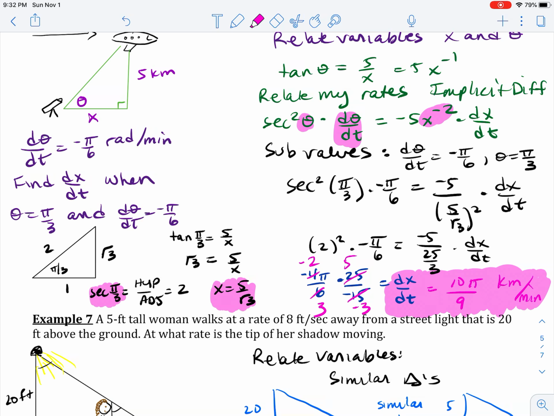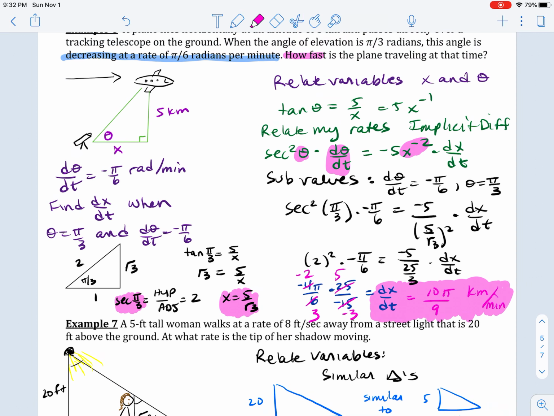All right, I think I've done a bunch of information overload for you guys, and it's time to call it quits. And I hope that you enjoyed yourselves and that you are confident in doing related rate questions. Draw your pictures, relate your variables, relate your rate.